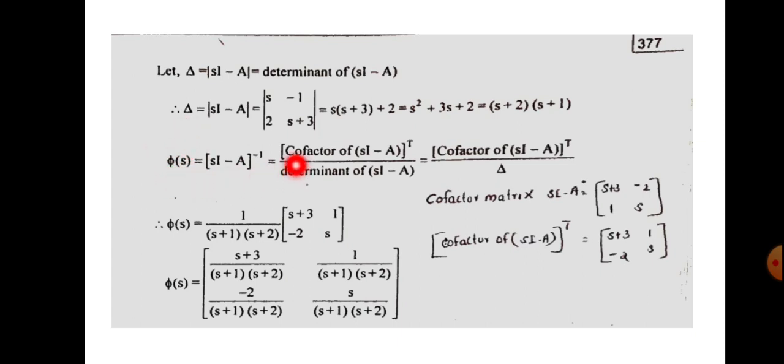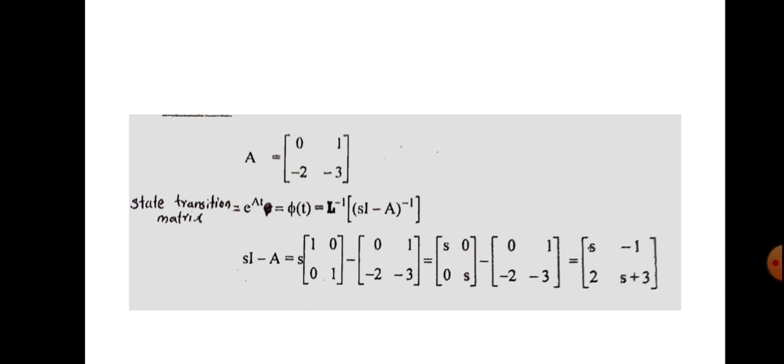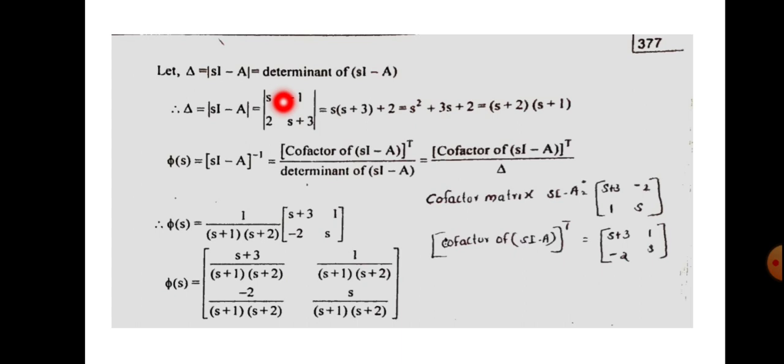Let us do each and every calculation. First, you will calculate the determinant of (sI minus A), represented by delta, which is equal to the determinant of (sI minus A). We have calculated its value as [s, minus 1; 2, s plus 3]. So the determinant of that matrix, cross multiplying, will give you the value (s plus 2) into (s plus 1).